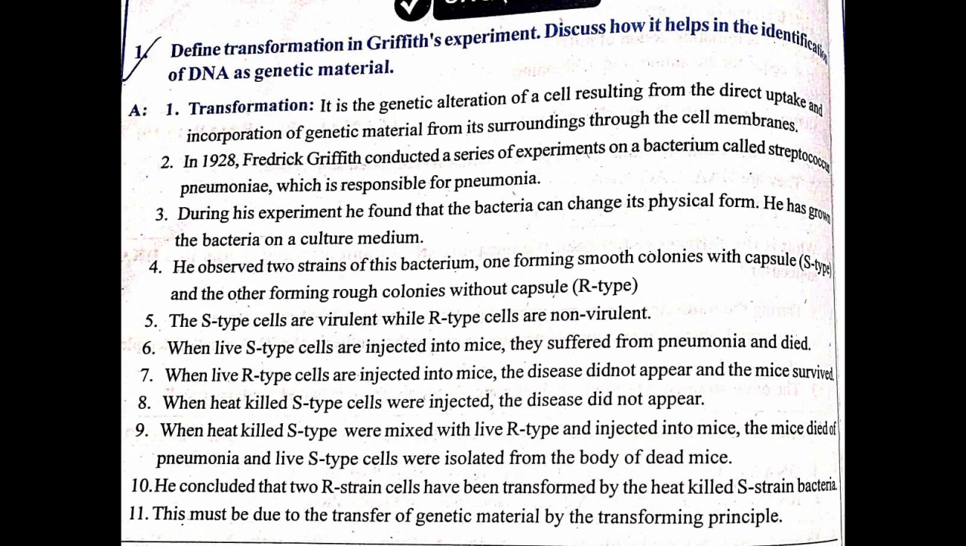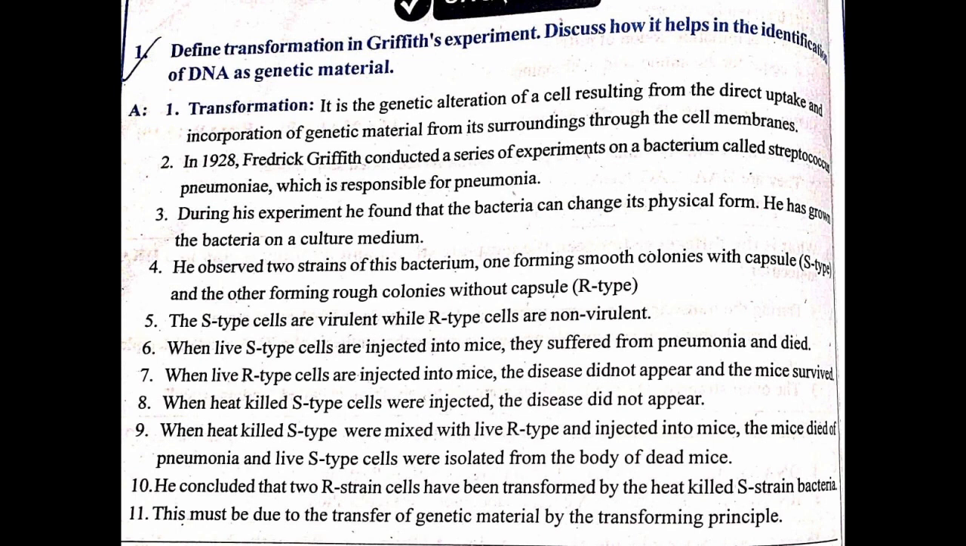When live R-type cells are injected into mice, the disease does not appear and the mice survive. When heat-killed S-type cells were injected, the disease did not appear. When heat-killed S-type cells were mixed with live R-type cells and injected into mice, the mice died of pneumonia, and live S-type cells were isolated from the body of the dead mice.